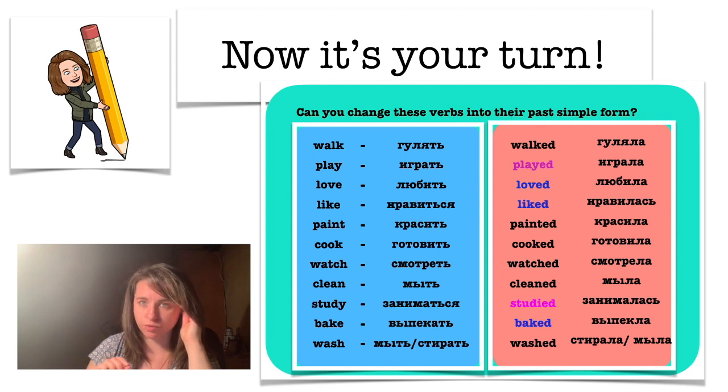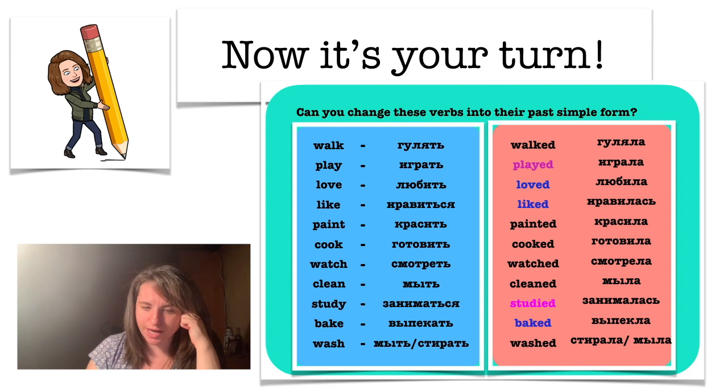Now, I wanted to tell you one more thing. Please notice that here, Y in study doesn't stay. Y has changed to I, okay, and then you add ED. But look, up here we have play, which also ends in Y. But I didn't change Y to I. Now, there's a special rule that tells you that if there is a glasna, a vowel, before Y, we do not change it to I. It stays Y and we add ED.